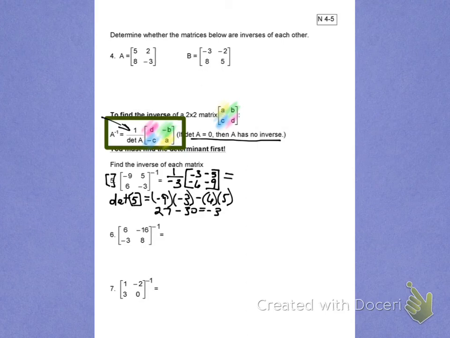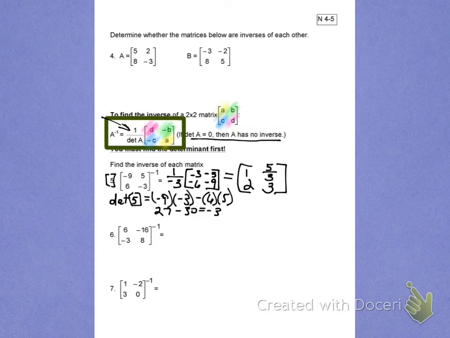And this is multiplying by a scalar, so it's not too difficult. Negative 3 times negative 1/3 is positive 1. Negative 6 times negative 1/3 is positive 2. Negative 5 divided by negative 3 is positive 5/3. And negative 9 divided by negative 3 is positive 3. Alright, so that would be the inverse of that matrix.